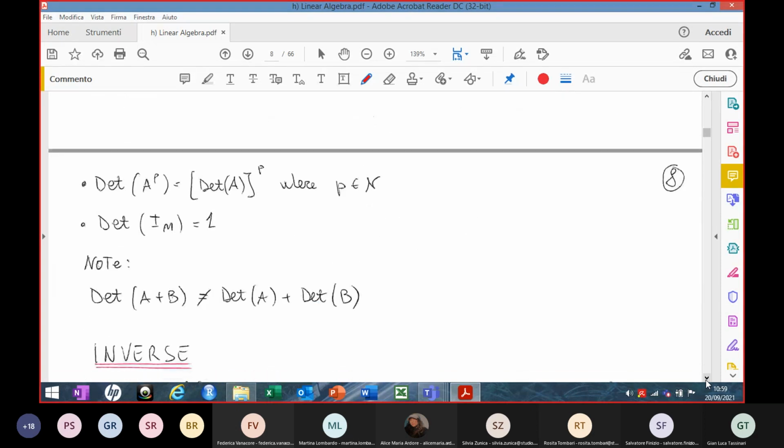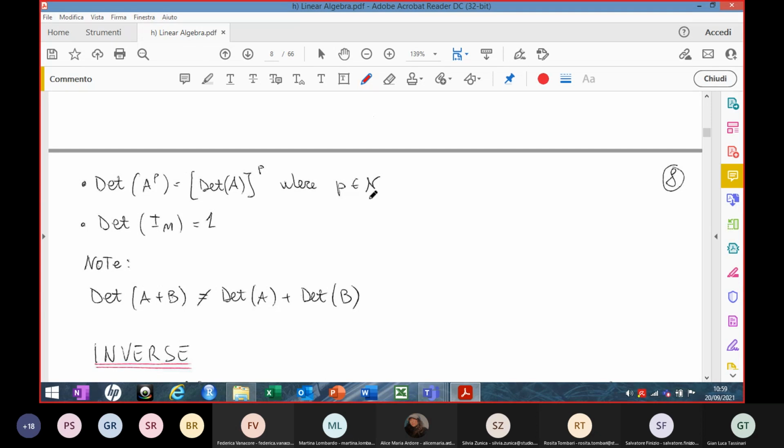It follows from Binet theorem: suppose you have to compute the determinant of A to the power 3. A to the power 3 is A times A times A. So the determinant of A to the power 3 is the determinant of a product. Using Binet's theorem, you would have determinant of A times determinant of A times determinant of A, so that you can write directly determinant of A to the power P. This is also a very important property, because if you have the determinant of A to the power 10, computing A times A times A times A times A times A times A is long. You can write directly the determinant of A and raise the result to the power 10, where P, I repeat, is an integer number, a natural number.